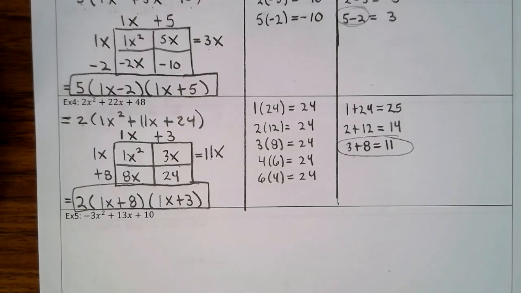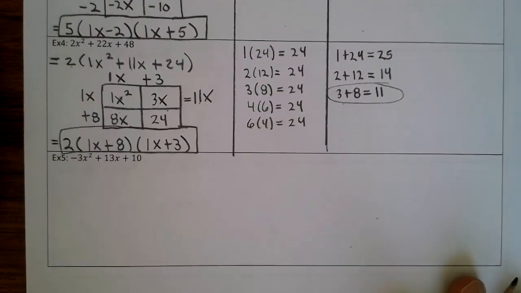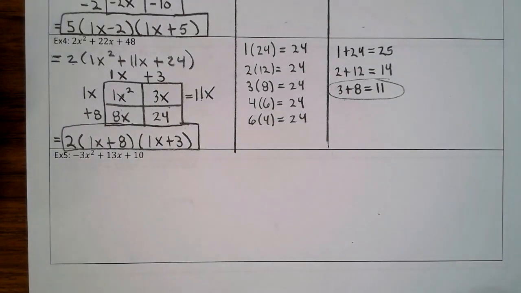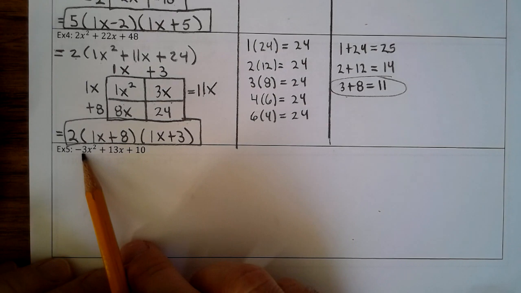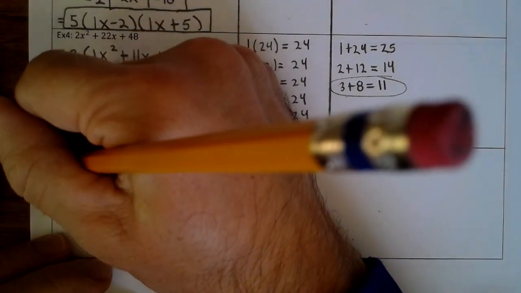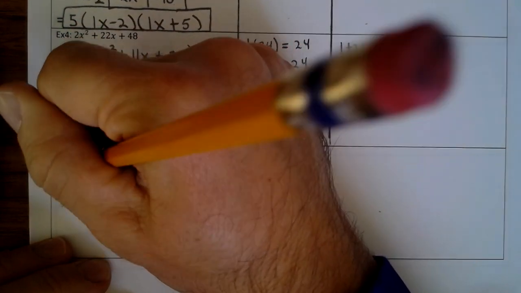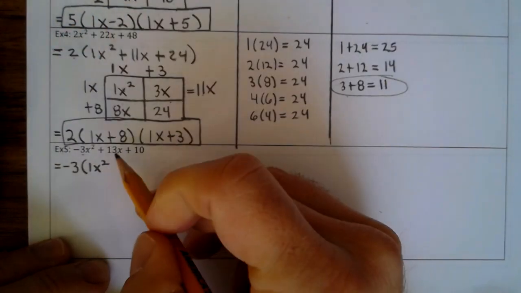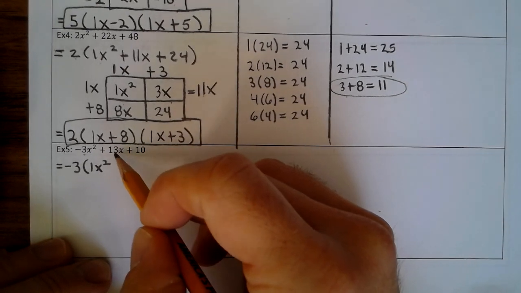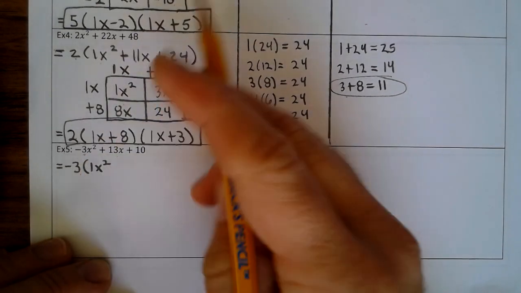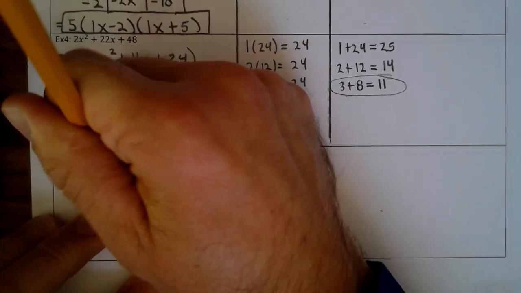All right, example 5. So it looks like here, now whenever you have a negative in the a value, you want to factor out the negative number. So in this case, we're going to factor out a negative 3. Well, negative 3 divided by negative 3 is a positive 1x squared. Now here, 13 doesn't divide by 3, so we actually can't factor out a negative 3. Okay, so the largest number we can factor out is a negative 1.